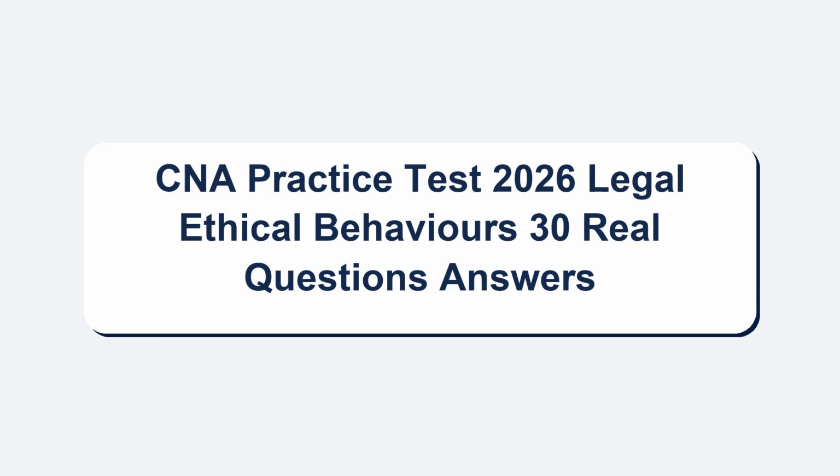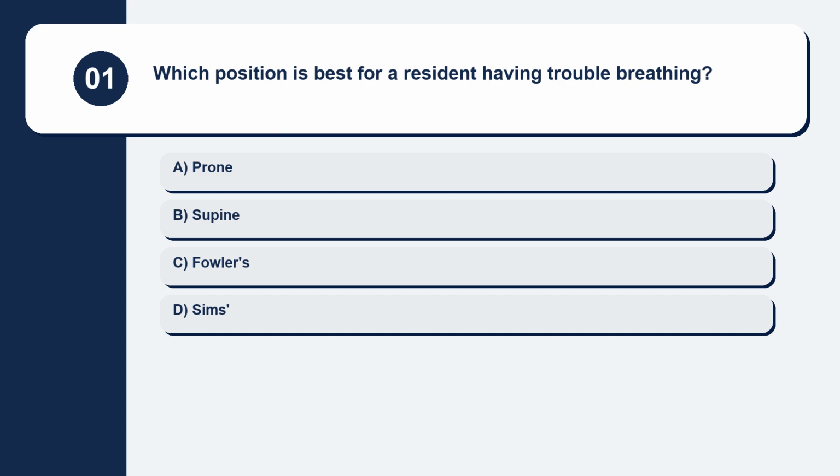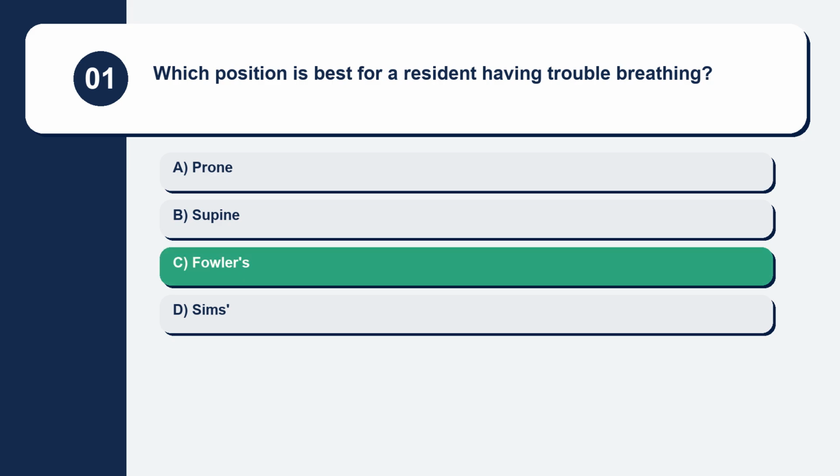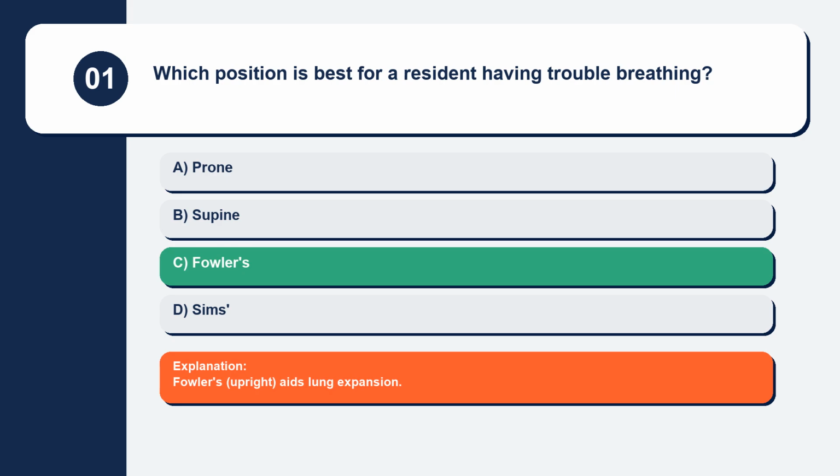CNA Practice Test 2026: Legal and Ethical Behaviors, 30 Real Questions and Answers. Question 1. Which position is best for a resident having trouble breathing? Prone, supine, Fowler's, Sims. Fowler's, upright, aids lung expansion.